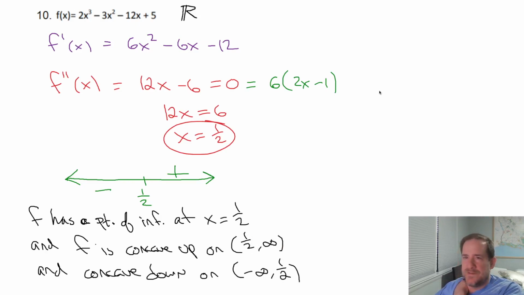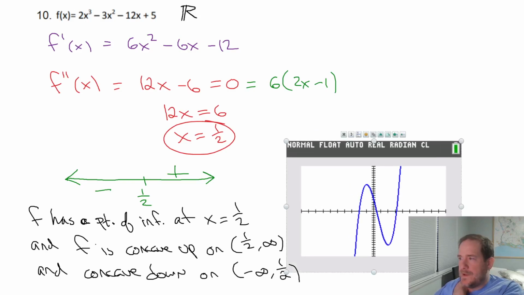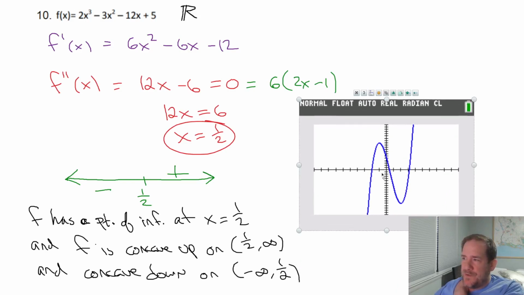And oh, by the way, if you don't believe me, here's the graph. It's not super obvious where the point of inflection is, but maybe it is. Hopefully you guys can eyeball that it's certainly happening right near 0. And it seems to me pretty obvious that it's probably right there at 1/2. So that's it. That's how that one went.